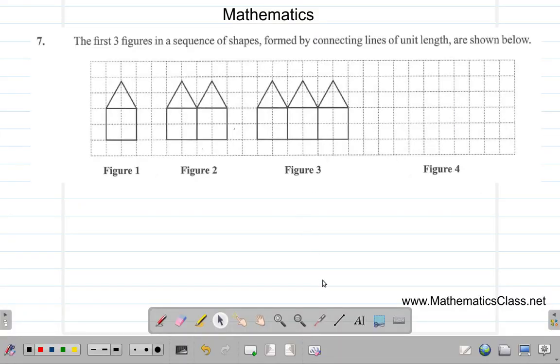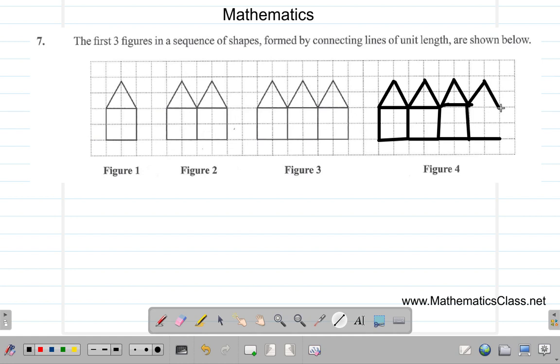We're going to see what figure 4 would look like. We'll stay just like these, 2 wide, and the same height as this and this. They might look like houses, so we call them houses. Now continue the next one here. This looks like figure 3, and then figure 4 is our next house. So that is figure 4.